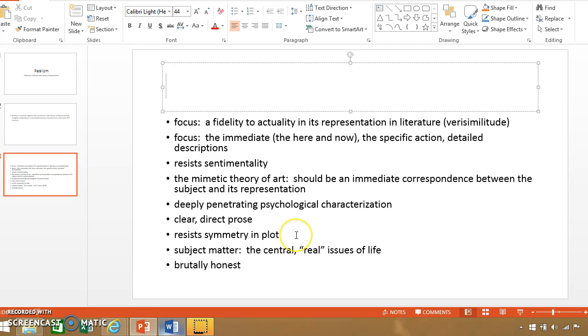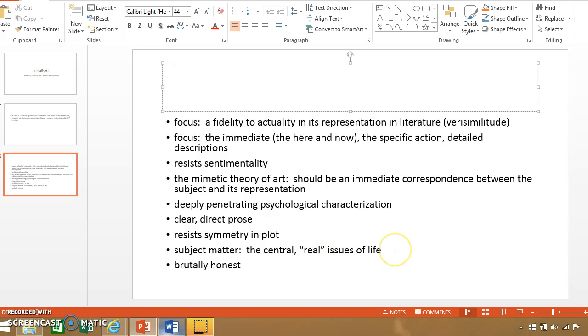Because the rules of plot only happen in fiction. And, of course, realism is a form of fiction, but it's a fiction that tries not to be fiction. Again, to be as realistic as possible. And real life tends to not follow the plot elements of introduction, complication, crisis, climax, and resolution and conclusion. No, life doesn't follow those rules, and therefore realism tries to not follow those rules either.